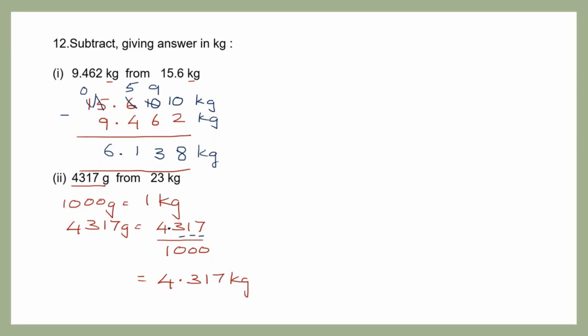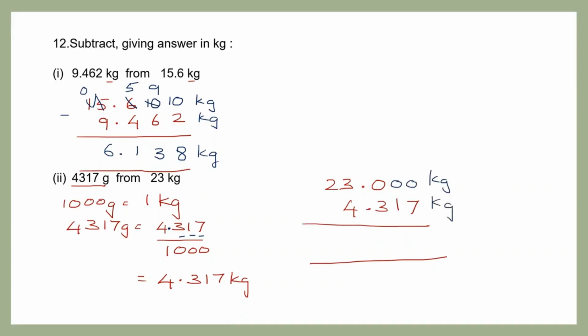Write what comes after from first. So that is 23 kilograms. Let me write 23.0. Write down the next number below that. 4.317. Okay. First step, make them like decimals. 0, 0. Write down the units. Kilogram, kilogram.